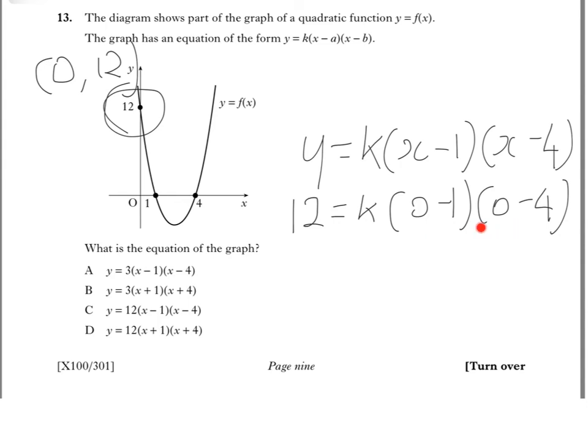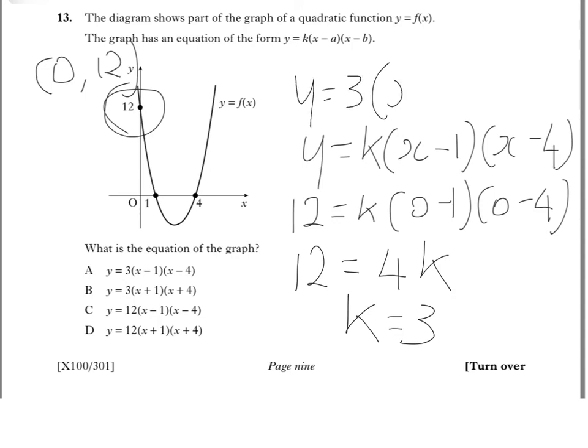So minus 1 times minus 4 is 4. So that means that we've got 12 equals 4k. And k is equal to 12 over 4, which is 3. So the final answer is y equals 3 bracket x minus 1 bracket x minus 4. And that is option A.